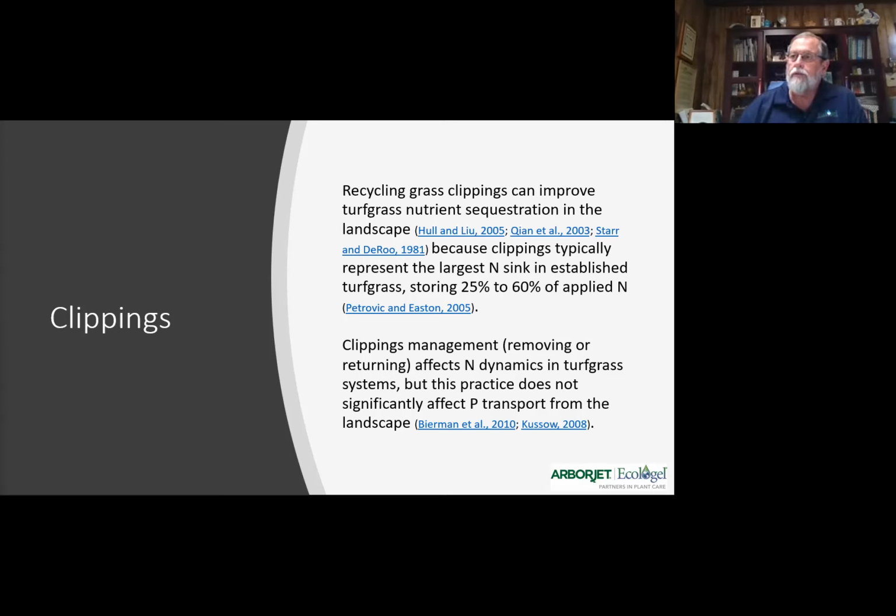So clipping management affects the nitrogen dynamics in soil turfgrass systems, but research has shown that it doesn't affect phosphorus as much as nitrogen.